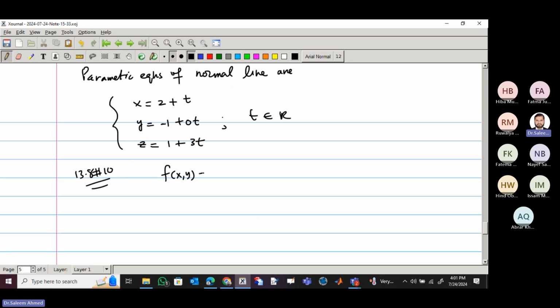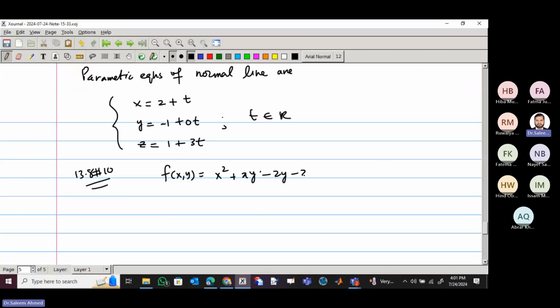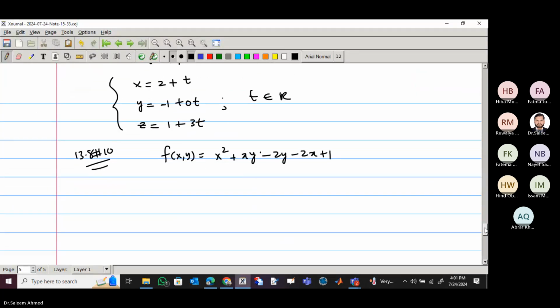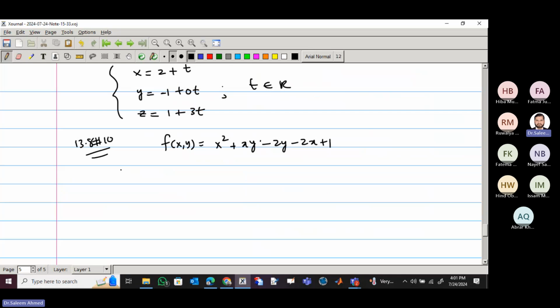F(x,y) is given as x squared plus xy minus 2y minus 2x plus 1, right? Either we can ask to find all relative maxima, minima, saddle points, or we can say that the first thing is to find critical points, because I know that all the relative maxima, minima, and saddle points occur at critical points.